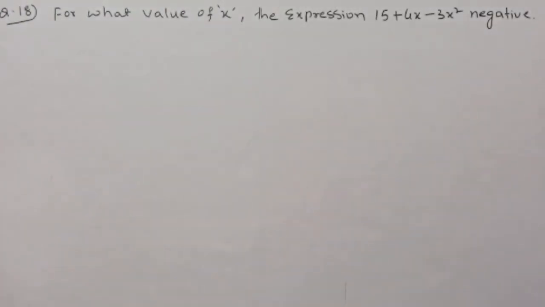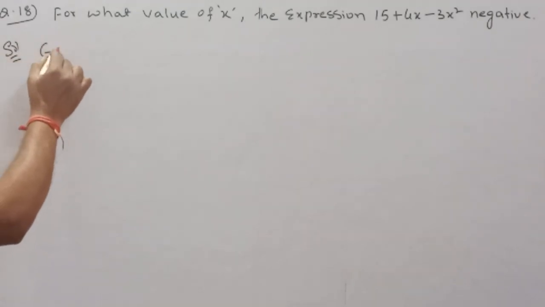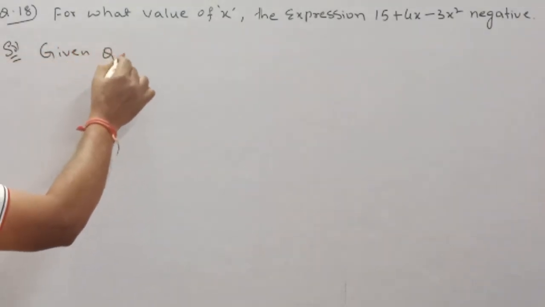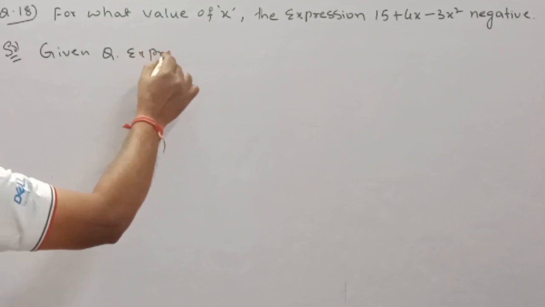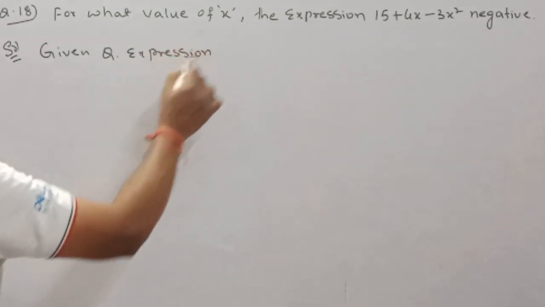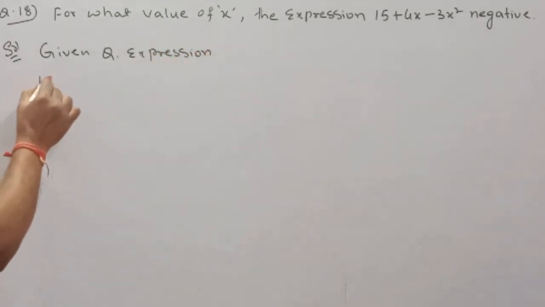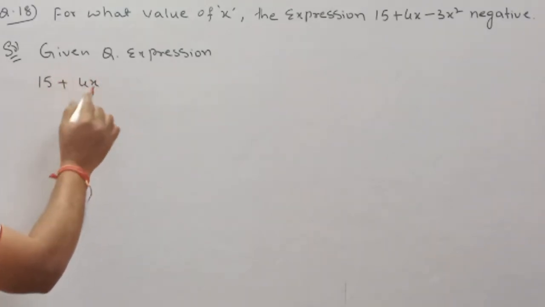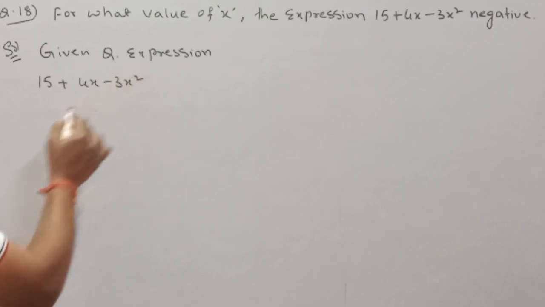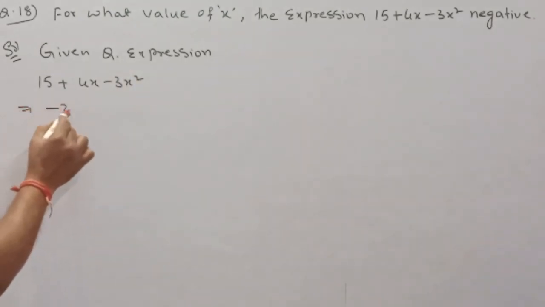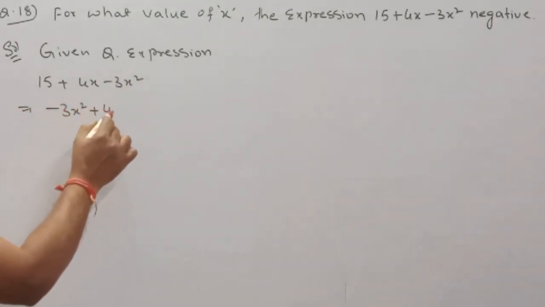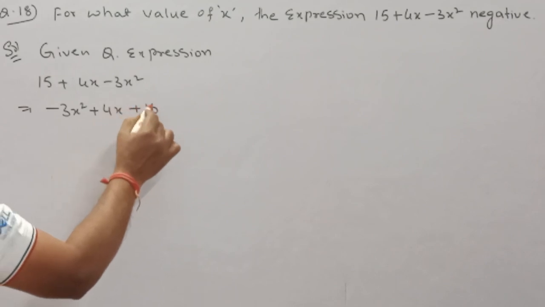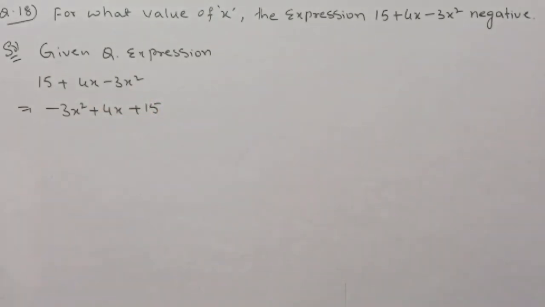Okay, all of you. Here you see a given quadratic expression: 15 plus 4x minus 3x square, which can be written as minus 3x square plus 4x plus 15. Okay, all of you, factorize this one.